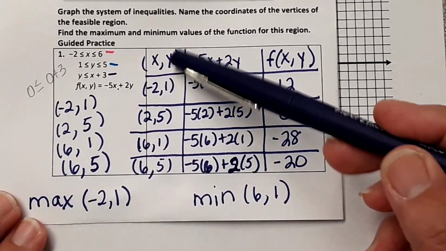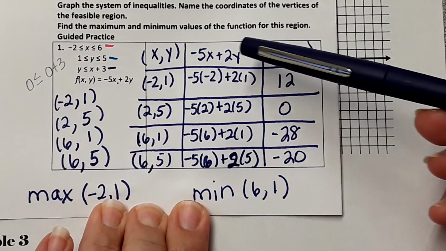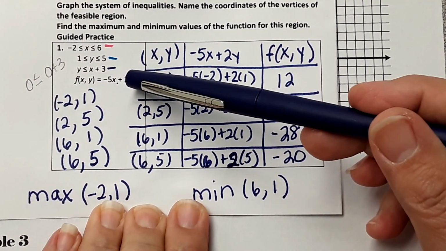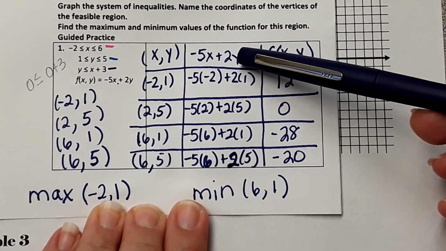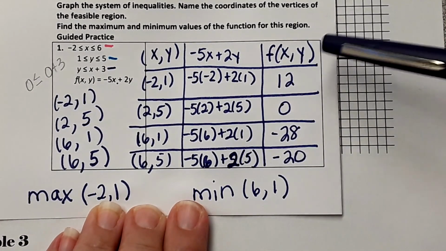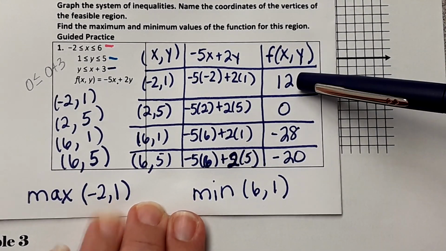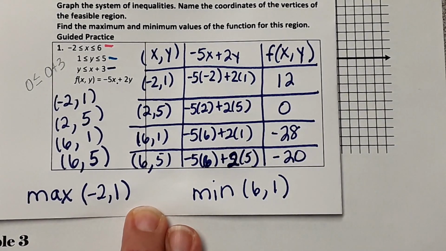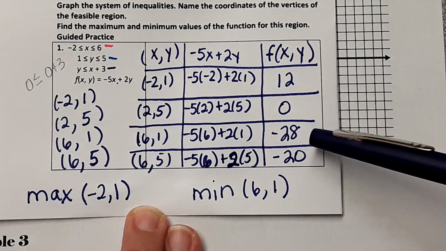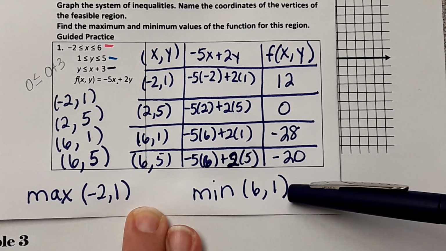Okay, so we found our vertices. We graphed, and we found our vertices. We plugged our vertices into the optimization equation, which in this case was negative 5x plus 2y. That can change. Then we found an answer. We looked at our numbers. Our largest number was 12, so that ordered pair became our maximum. So the maximum occurred at that point. Negative 28 was our smallest number, so the minimum occurred at 6, 1. Is that good?